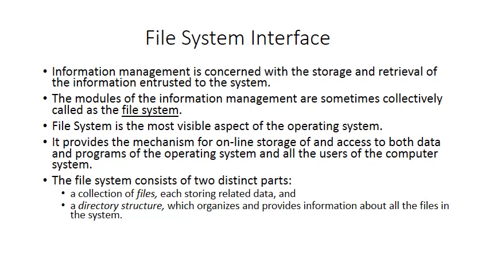The file system actually consists of two different parts. One is a collection of files, each storing some related data. Next is the directory structure, which will organize and provide the information about all the files in the system. You're storing the files where you're recording your information, and the directory structure will help you to organize all the files, in which folder and which subfolder you are going to organize all this information. That is what is going to be given.